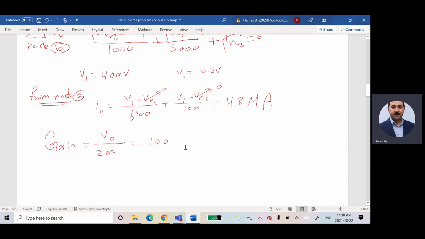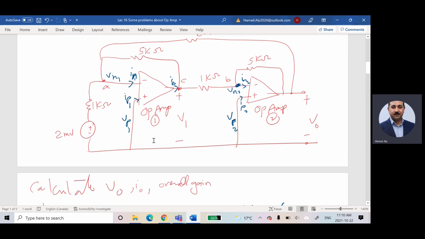I got a negative sign here. Why? If you try to go to the circuit again, this guy is inverting or non-inverting? It's inverting, and this guy is too. That's why I'm expecting that I will have negative gain, not positive gain. Any question for this simple example?